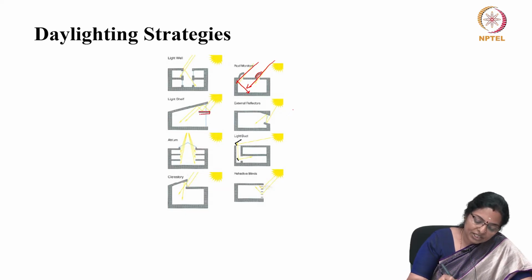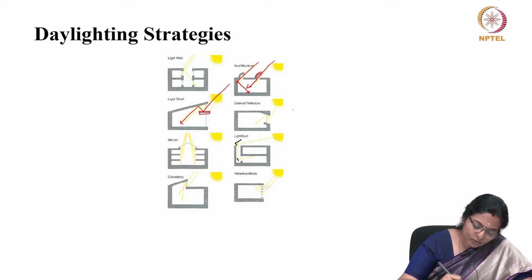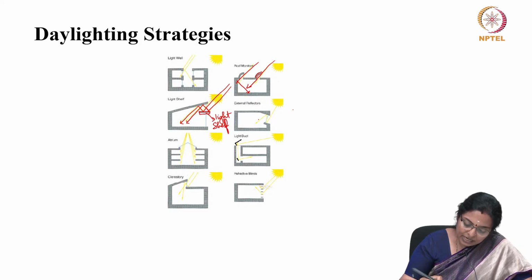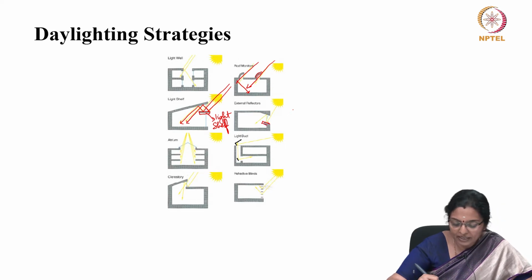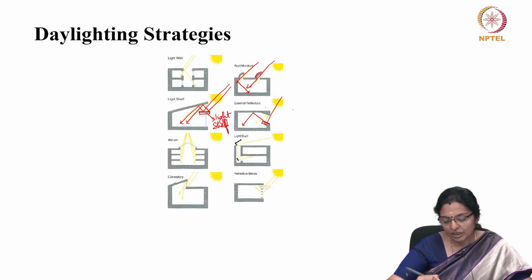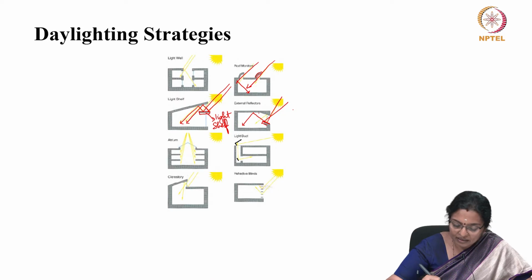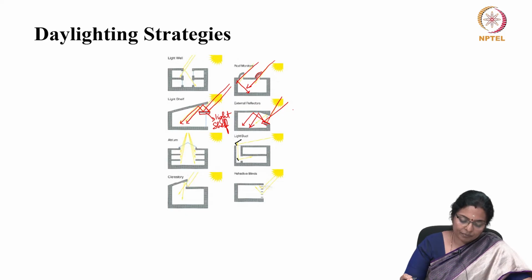Light shelves, as I mentioned, is another way of getting reflected diffused light, light which is got due to reflection on a light shelf. External reflectors are similar to light shelves, but they are located closer to the sill of the window rather than near the roof, which is what happens with light shelves.